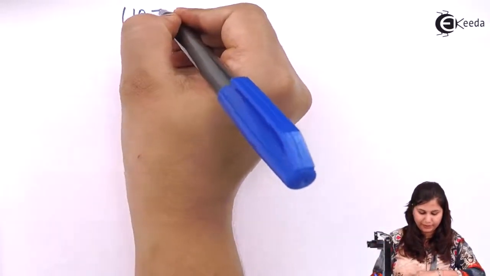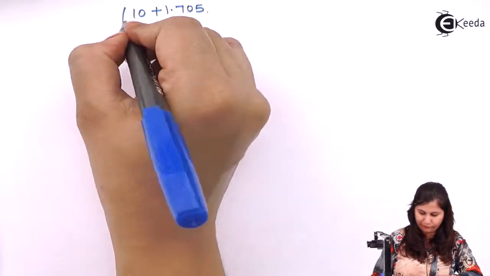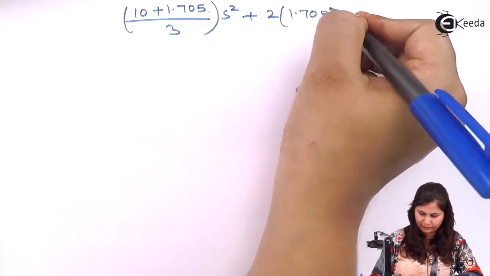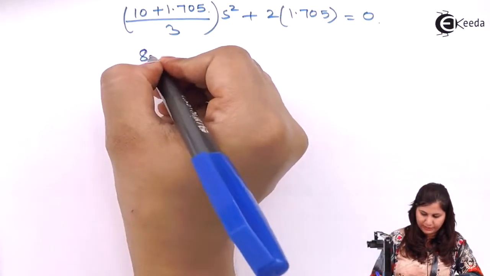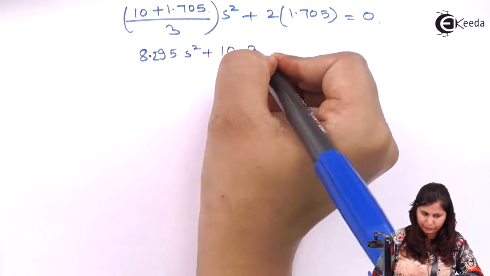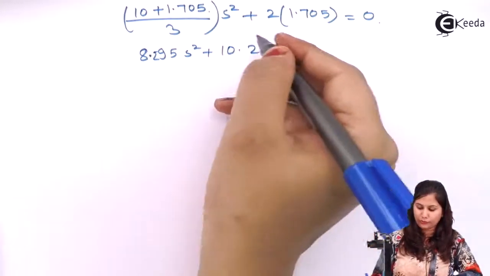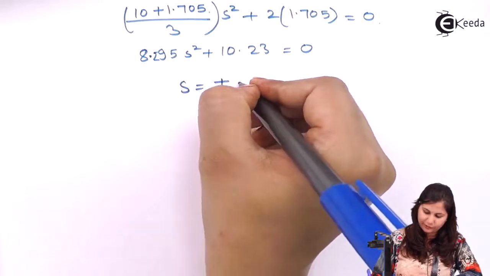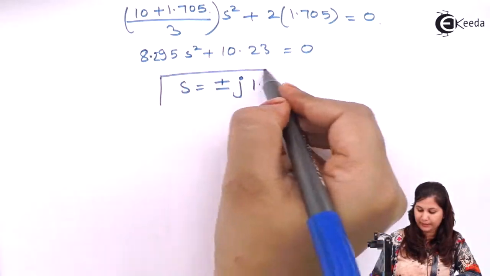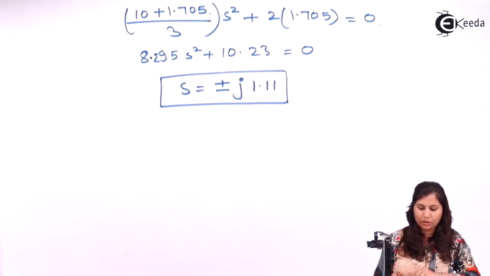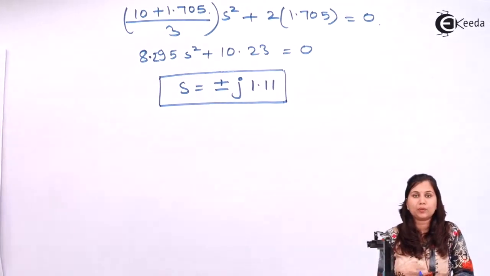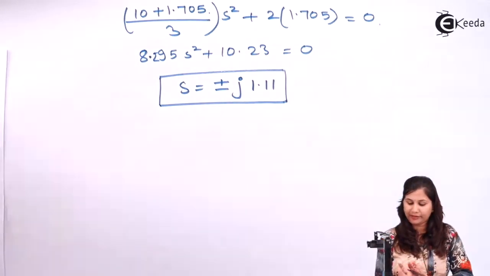So it is 10 plus k, which is 1.705, upon 3 s square plus 2 into 1.705 equals to 0. So we will get 8.295 s square plus 10.23 equals to 0. From this equation, we will get the value of s as plus minus 1.11 j. So for this problem, we have obtained all the values. We have obtained breakaway points, poles, zeros, angle of departure and the intersection points.